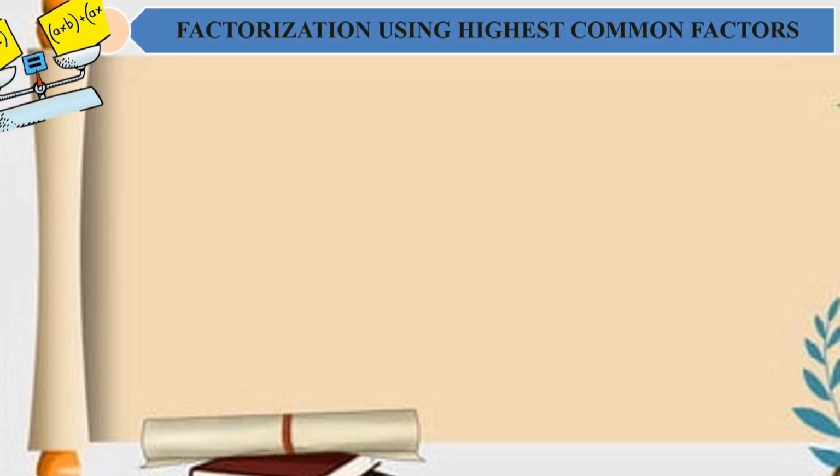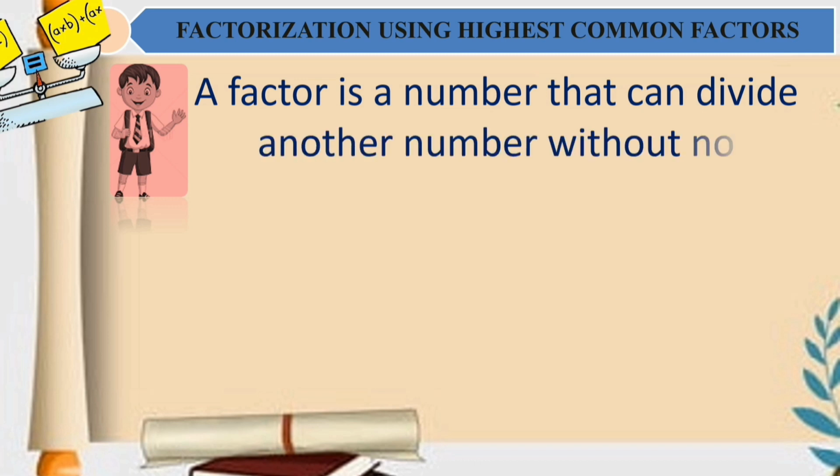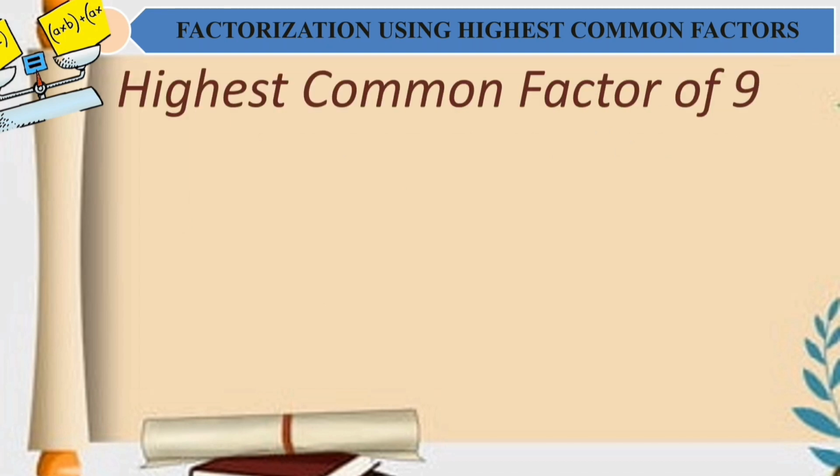Since you have learned how to remove brackets from algebraic expressions, now move on to learn how to factorize using common factors. So what is a factor? A factor is a number that can divide another number with no remainder. So what is the highest common factor of 9 and 12? By this we mean a number that can divide 9 and 12 at the same time with no remainder.